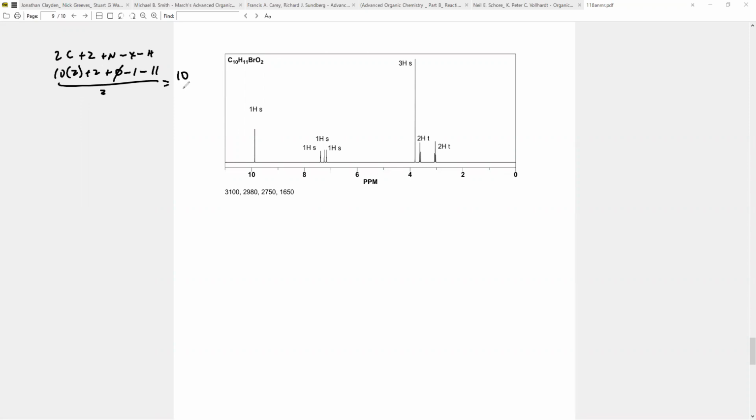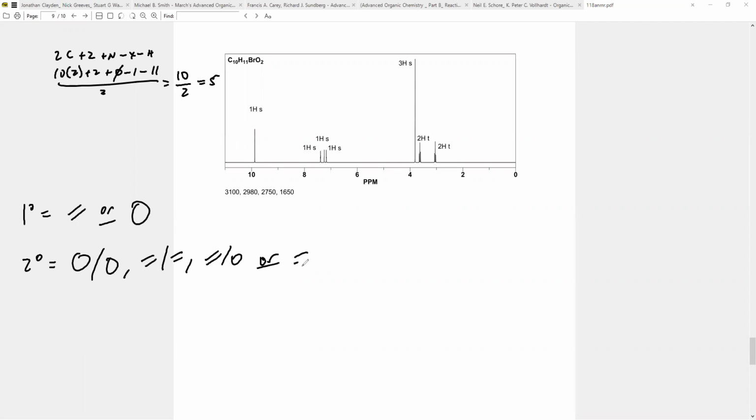So just a bit of a short reminder, right? 1 degree is a double bond or a ring. 2 degrees is any combination of 1 degree. So ring, ring, ring, double bond. Sorry, why did I do that again? Ring, ring, double bond, or double bond, ring. It can also just be a triple bond, just one single triple bond, right? 3 is any combination of that.